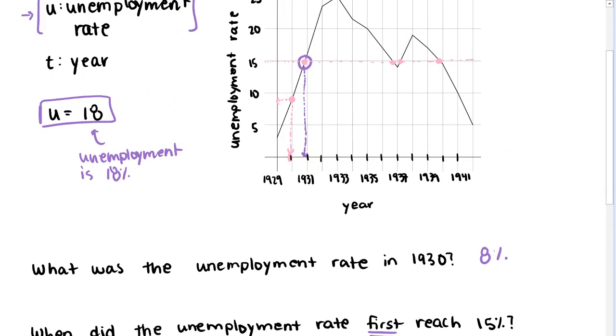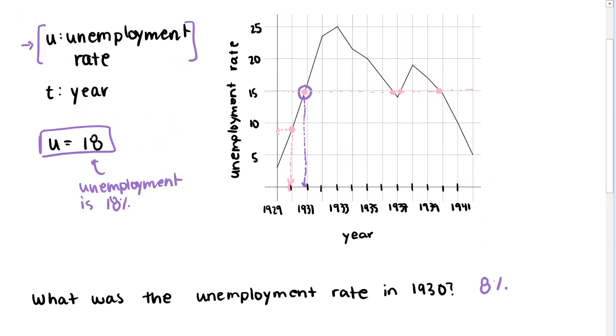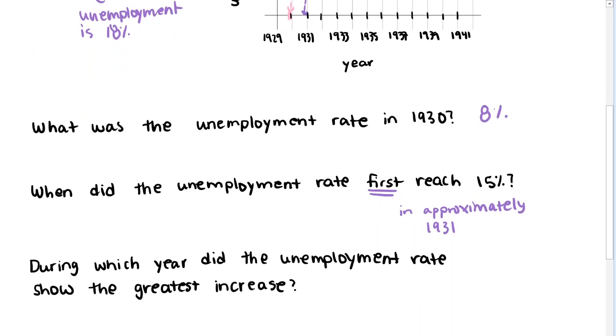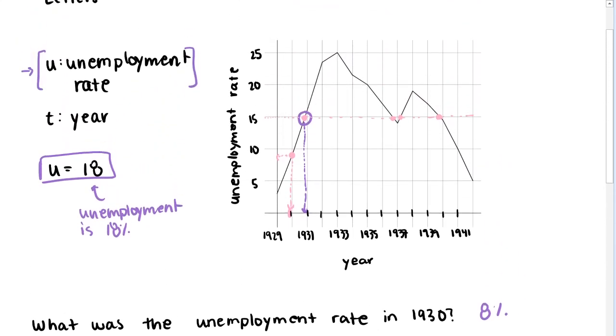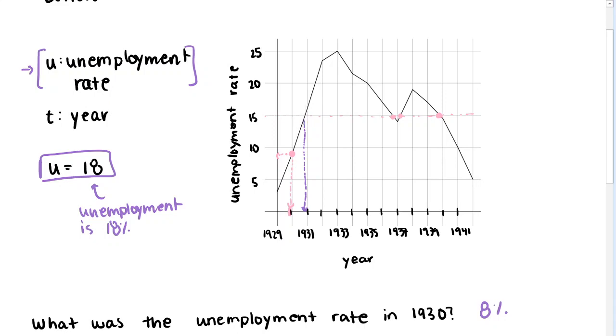Okay, and then this last question says, during which year did the unemployment rate show the greatest increase? If we look at our graph here, it's increasing when the graph is trending upwards from left to right. The fact that this graph is going upwards in this part is telling us that before it was a lower percentage, and here it's at a higher percentage. The unemployment rate increased between those 2 years of 1929 to 1930.